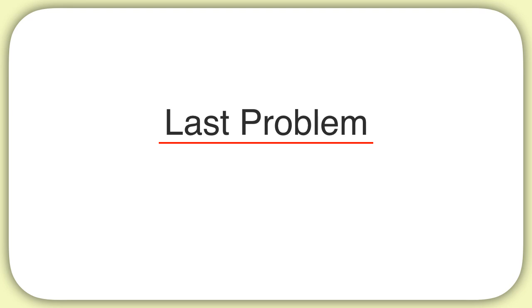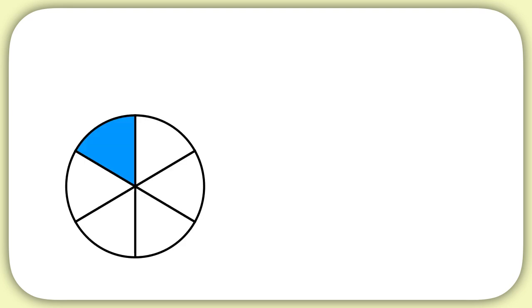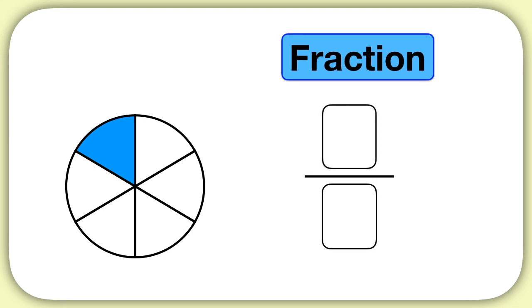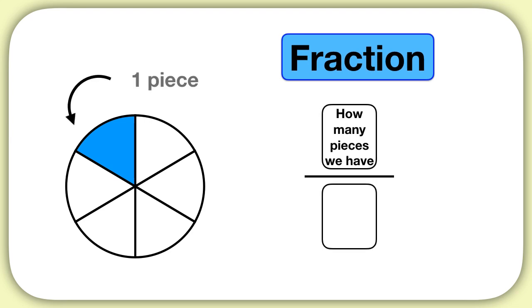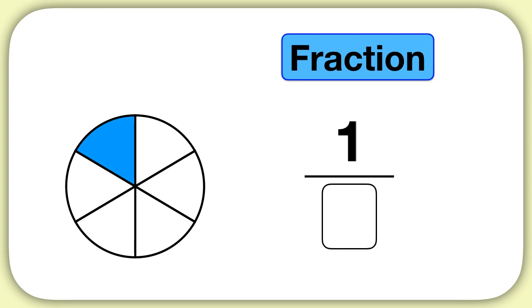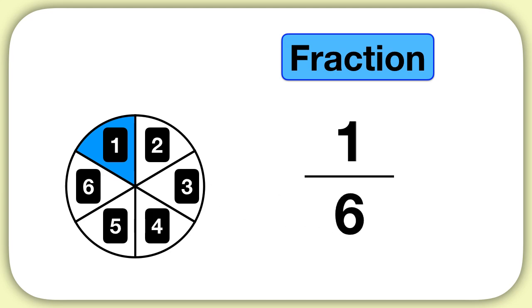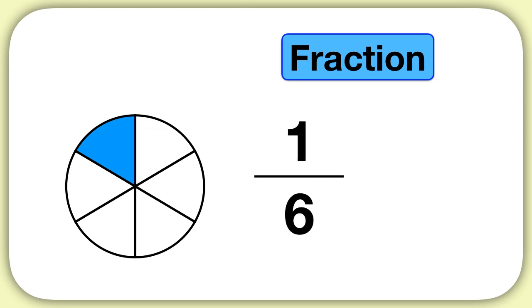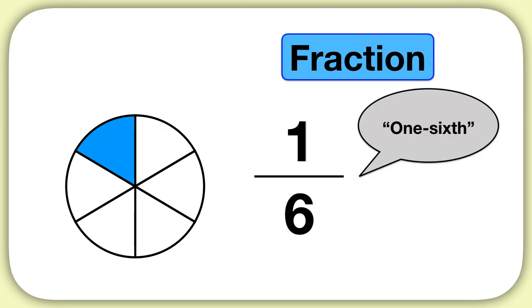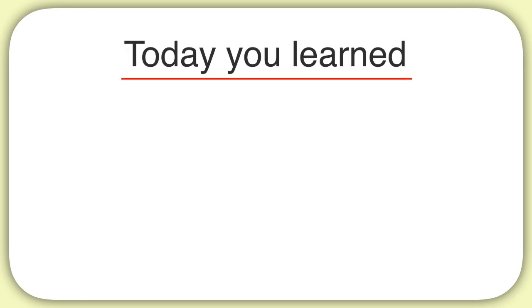And here's your last problem for today. What fraction of this circle is shaded? Well, our fraction will have two pieces. The number on top tells me how many pieces we have. Here, we only have one shaded piece, so we put the number 1 on top. The number on the bottom tells us the total number of pieces in the circle. We can count that there are 1, 2, 3, 4, 5, 6 pieces in this circle. So we'll put a 6 on the bottom of our fraction. Now that we've written our fraction, we can read it as 1/6. Today, you learned how to identify a fraction.